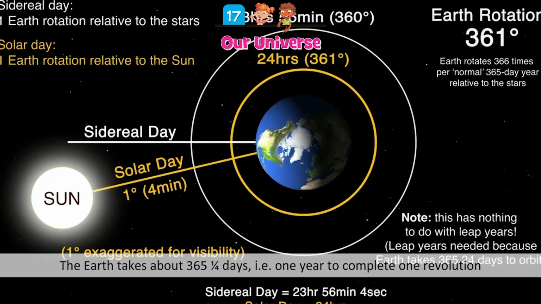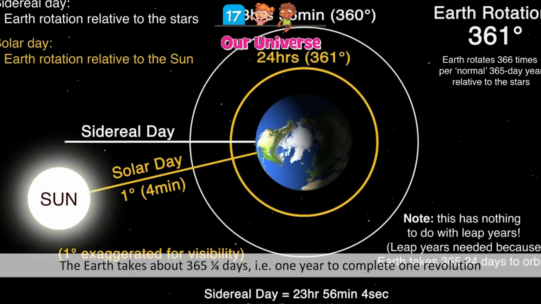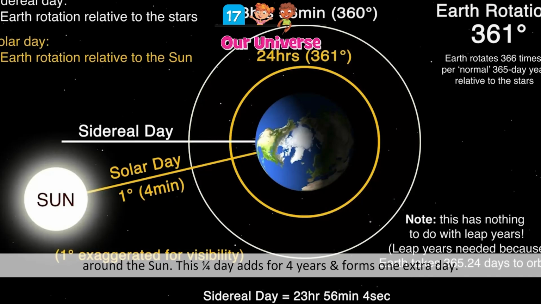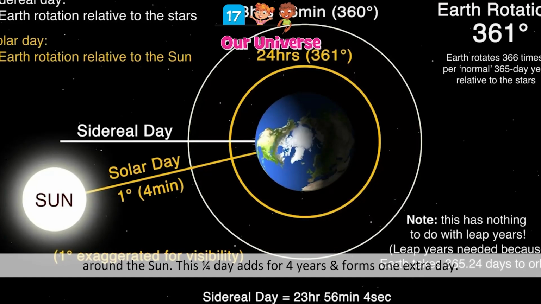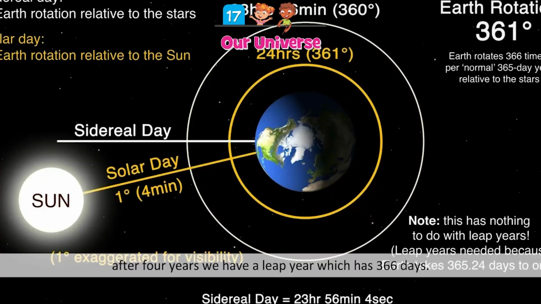The Earth takes about 365 and a quarter days, that is, 1 year to complete one revolution around the Sun. This quarter day adds up for 4 years and forms one extra day. Thus, after 4 years, we have a leap year which has 366 days.